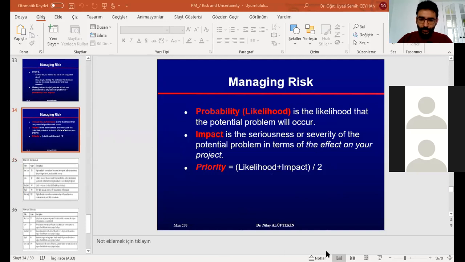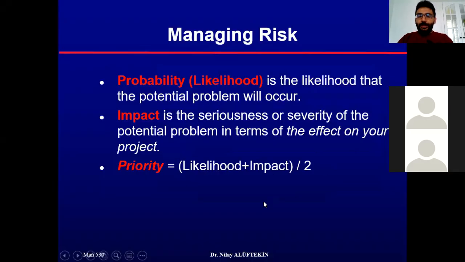Okay, I want to show you how you can work with this probability and impact in project risk management. So probability, as we said, is the likelihood that the potential problem will occur, and the impact is the seriousness or severity of that potential problem. So you actually make a calculation here and create a priority.